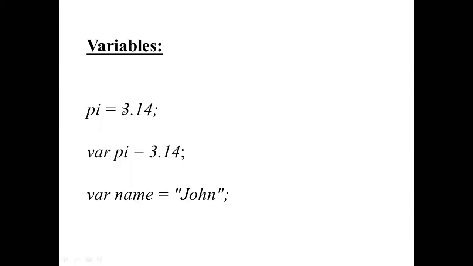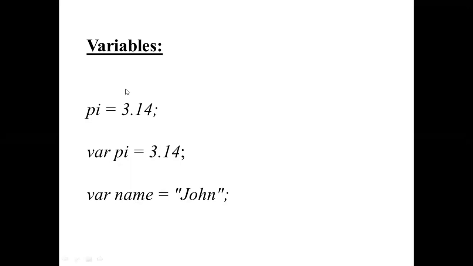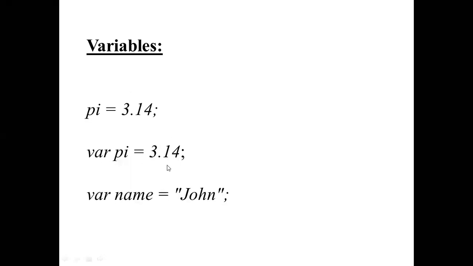There is no need to declare the data type of a variable. Here, implicit declaration: pi equal to 3.14. The data type of pi is number. Here also, var pi equal to 3.14, and the data type of pi is number. So pi equal to 3.14 is implicit declaration, and var pi equal to 3.14 is explicit declaration.